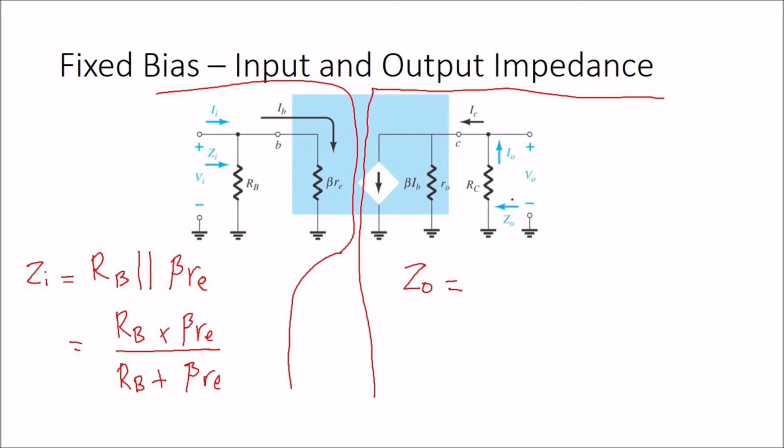If you look here from right to the left, from this point we have a parallel of two resistors, which is R0 and also RC. So Z naught is equal to RC parallel with R naught. It's going to be the same way to calculate the total resistance: RC R naught over RC plus R naught. This is the input and output impedance.